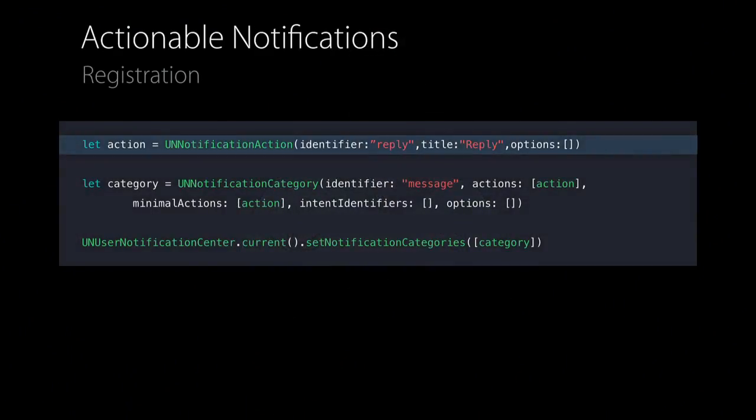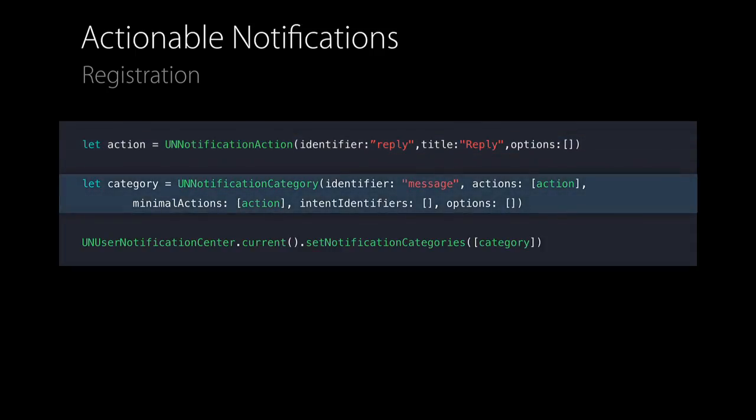So now that we've talked about what the custom actions look like, let's first talk about how you can register your custom actions and then present them to the user. So for registration, the first thing you will need to do is to create an action object. You give it a unique identifier, as well as a title. The title will appear on the customizable buttons that we previously saw. An action will be by default a background action, but you can also provide some options, such as if you want it to be a foreground action.